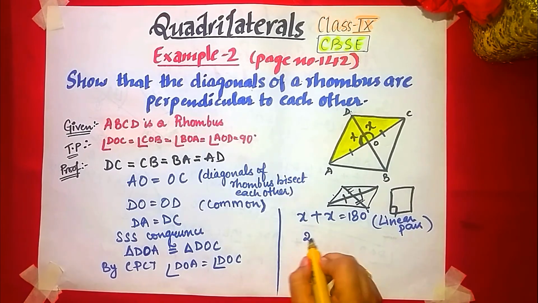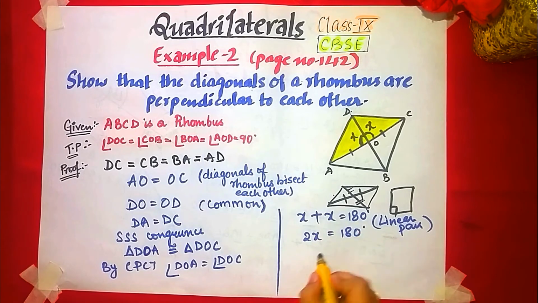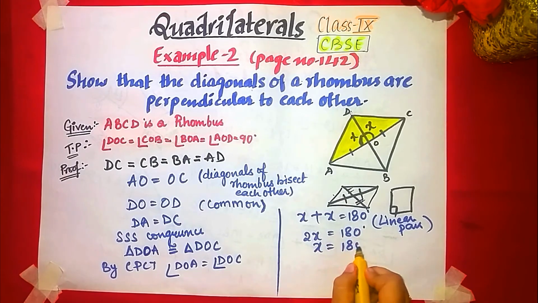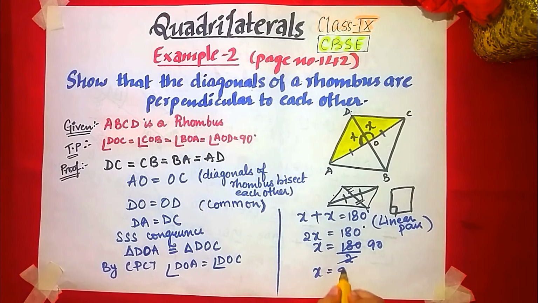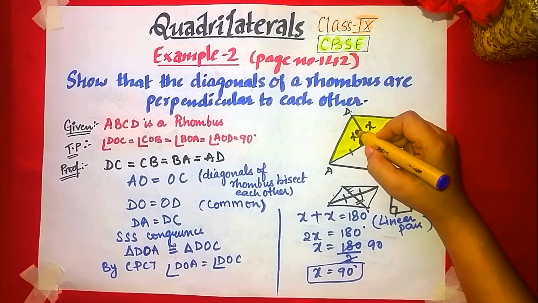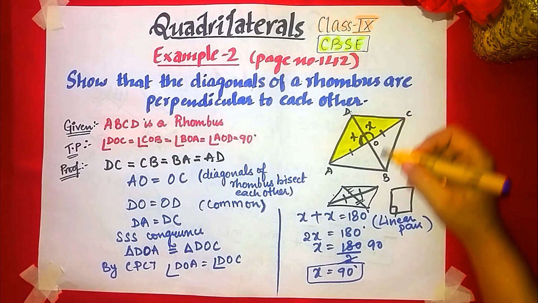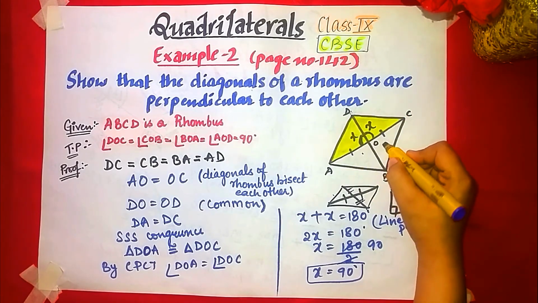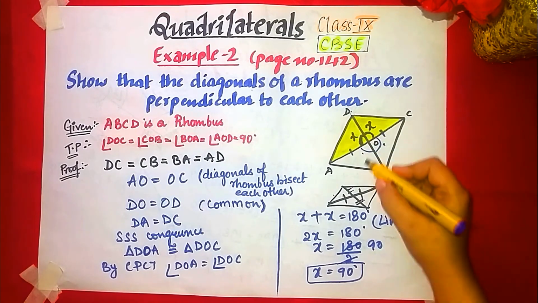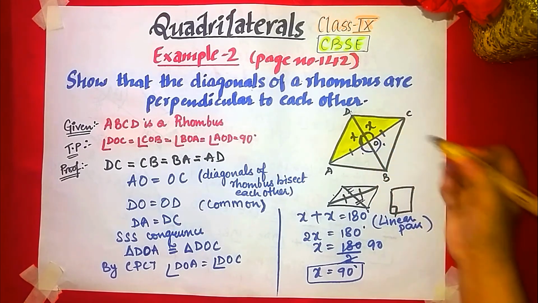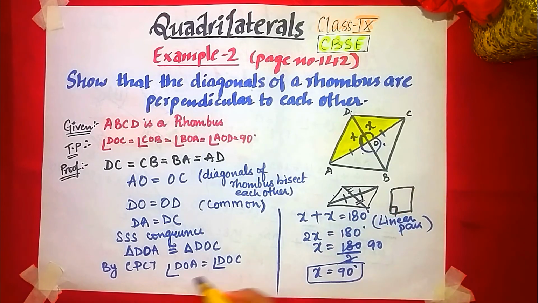So what is x plus x? It is 2x is equal to 180 degrees. x is equal to 180 divided by 2. It is 90. So x is equal to 90 degrees. So students, when this is equal to 90 degrees, this also becomes 90 degrees. Similarly, if you prove these two triangles to be congruent, again you can form two congruent triangles and write them to be equal. And similarly, we can say that the diagonals of a rhombus are perpendicular to each other.